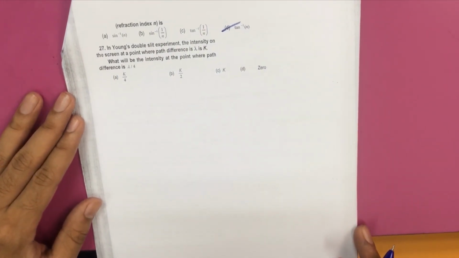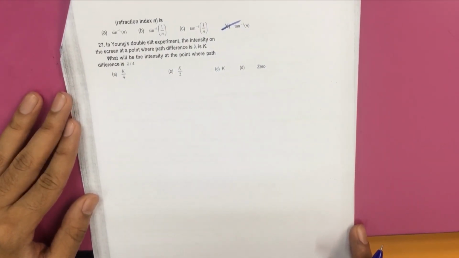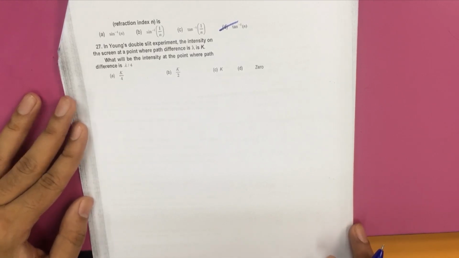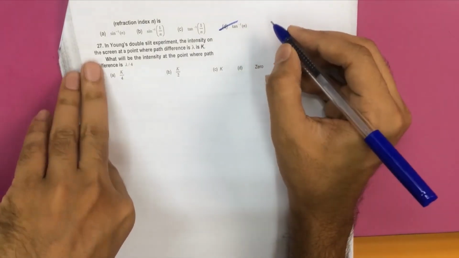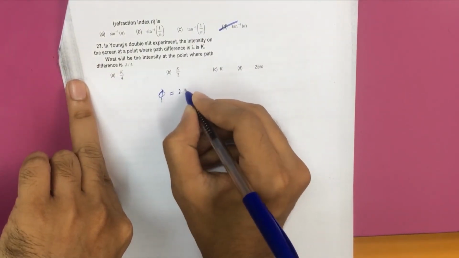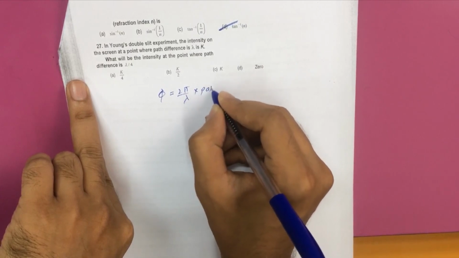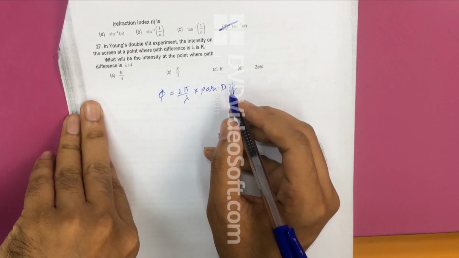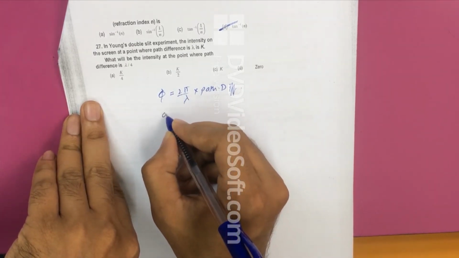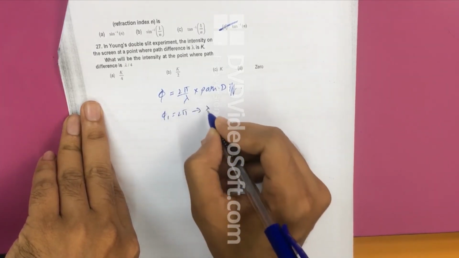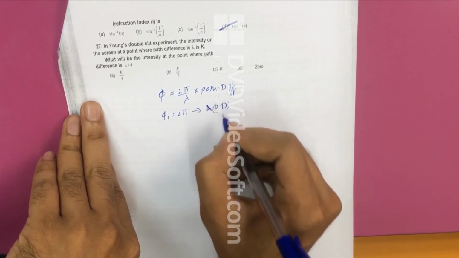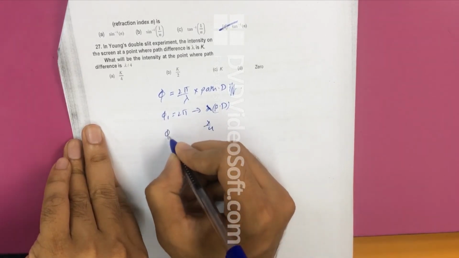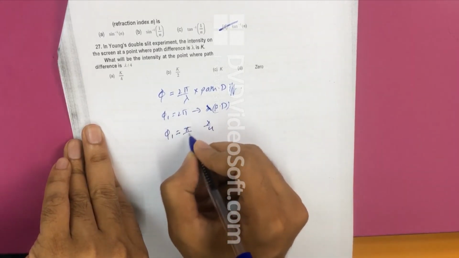Last question: in Young's double slit experiment, the intensity on the screen at a point where the path difference is lambda is k. What would be the intensity at a point where the path difference is lambda by 4? We know phase difference is equal to 2 pi by lambda multiplied by path difference. So for path difference lambda, the phase difference is 2 pi, and for path difference of lambda by 4, the phase difference would be pi by 2.